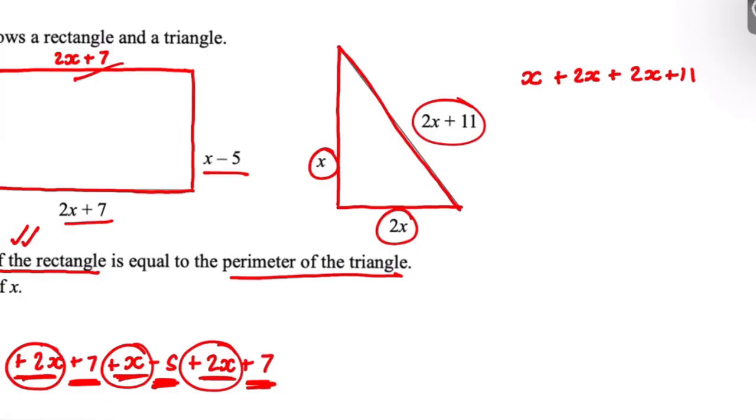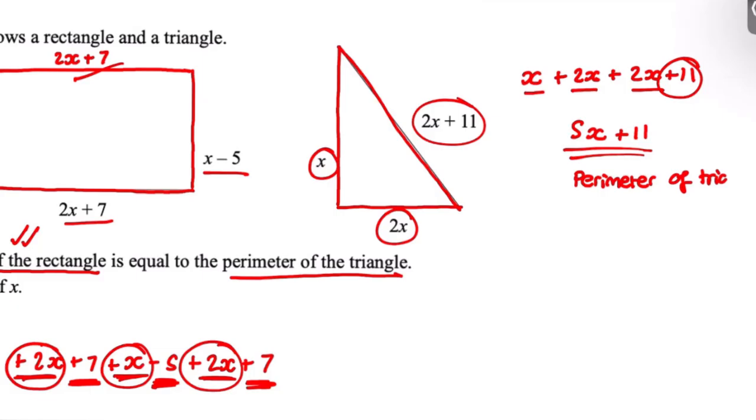So let's deal with the x's first. We have x plus 2x plus 2x. x plus 2x is 3x. 3x plus 2x is 5x. So we have 5x, and then we have plus 11, which is just by itself. So we have 5x plus 11. And that's the simplified perimeter of this triangle that we have. So perimeter of triangle.